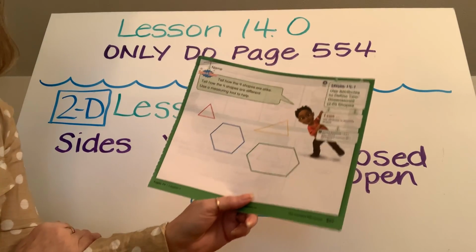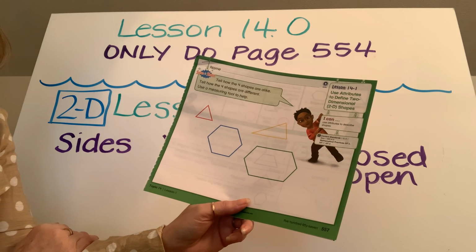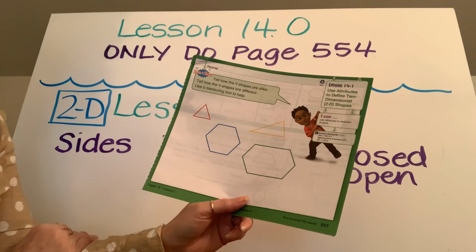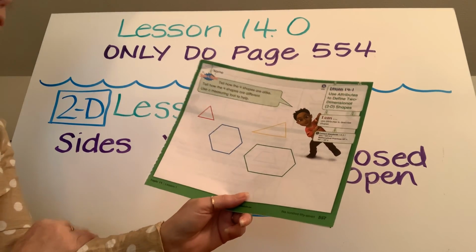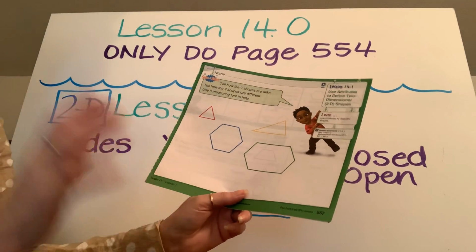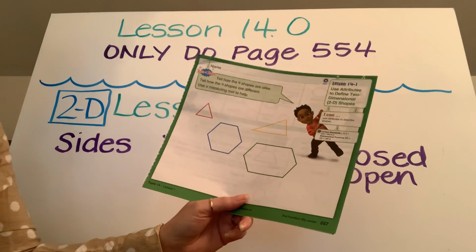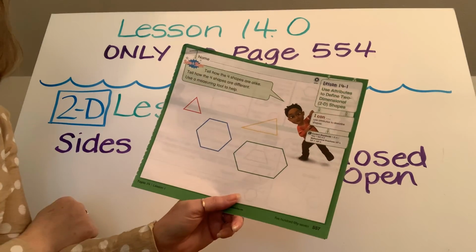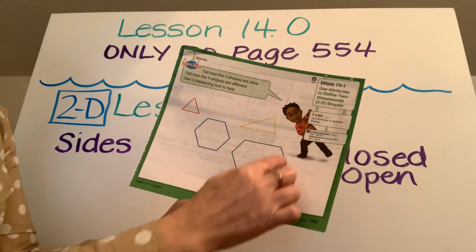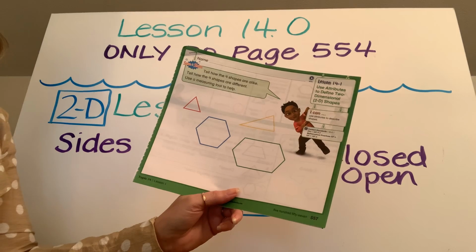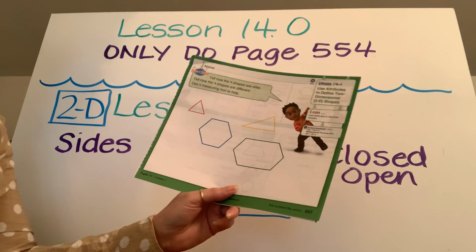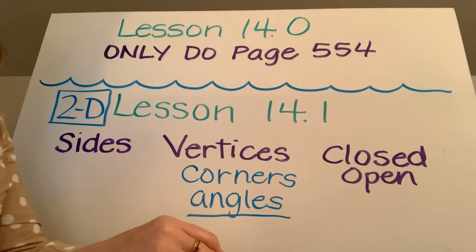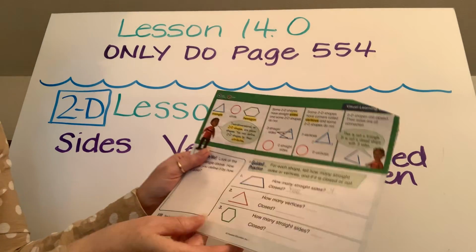Now, how are they different? Good job. I heard Elijah, I heard Wes, I heard Noel, Liza, Jersey. I heard all of you yelling out. Some of them, those have 3 sides. These 2 shapes have 6 sides. Good job. So their sides are different. All right, let's turn to the next page.